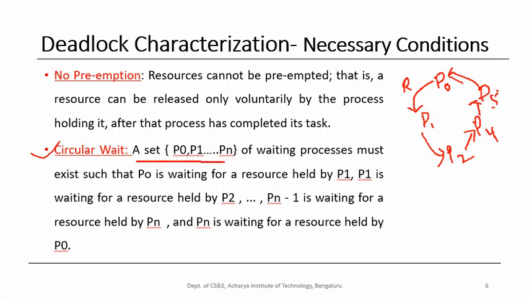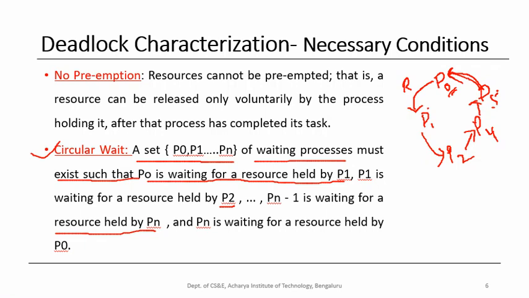A set P0 to Pn of waiting processes must exist such that P0 is waiting for a resource held by P1, P1 is waiting for a resource held by P2, and so on. Pn-1 is waiting for a resource held by Pn, and Pn is waiting for the resource held by P0. Therefore there is a circle, or a cycle. You can call this a cycle or circular wait.